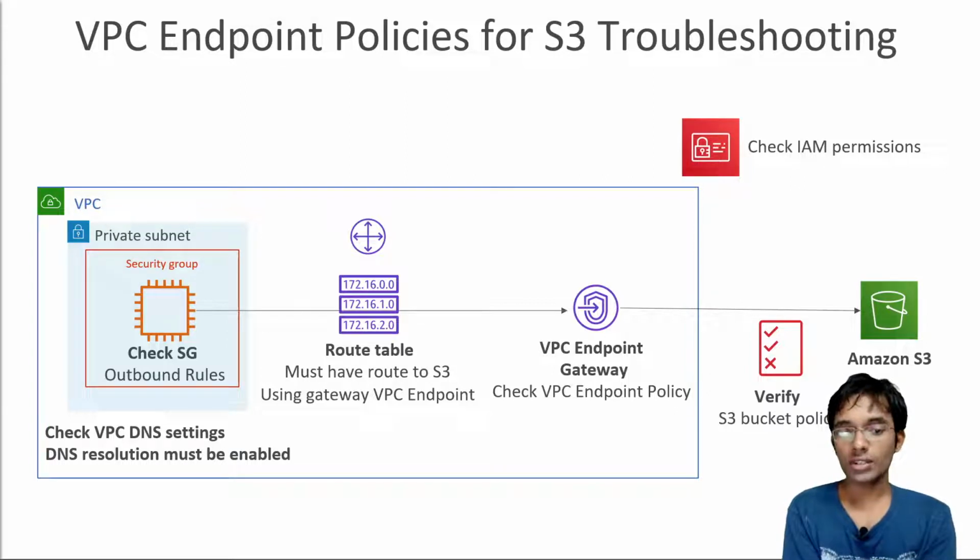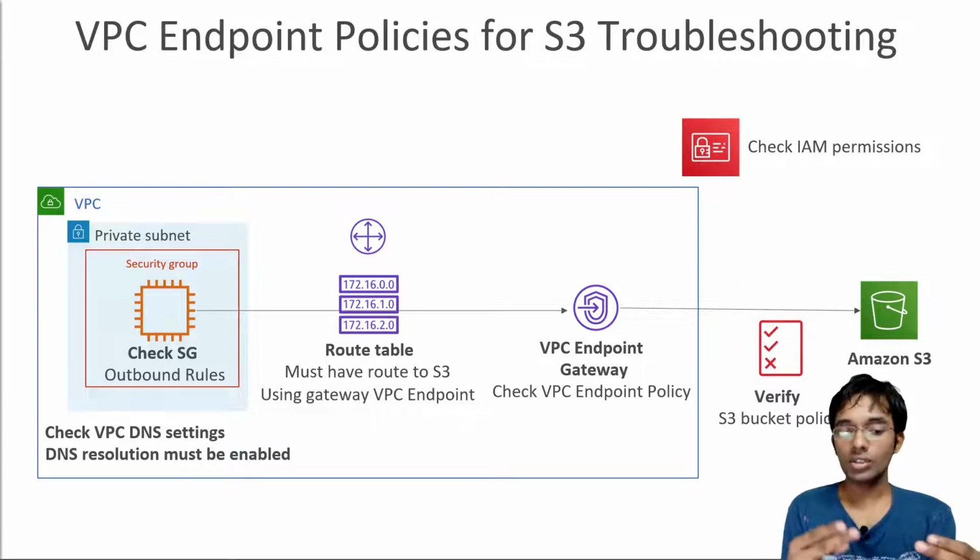First, we have to check the security group of our instance. The security group has outbound rules, and if the outbound rules are not allowing the traffic out, then things will certainly not work. Then we have to create our VPC endpoint gateway, because we are accessing Amazon S3. Our VPC endpoint gateway will have a VPC endpoint policy, and it needs to allow our EC2 instance to access Amazon S3.